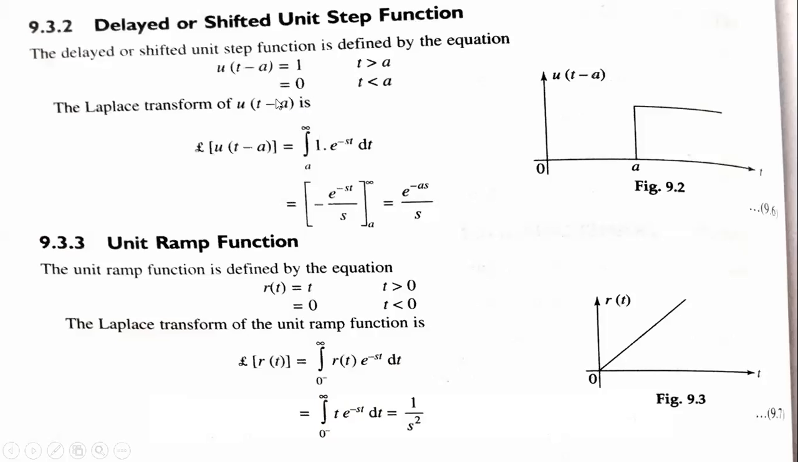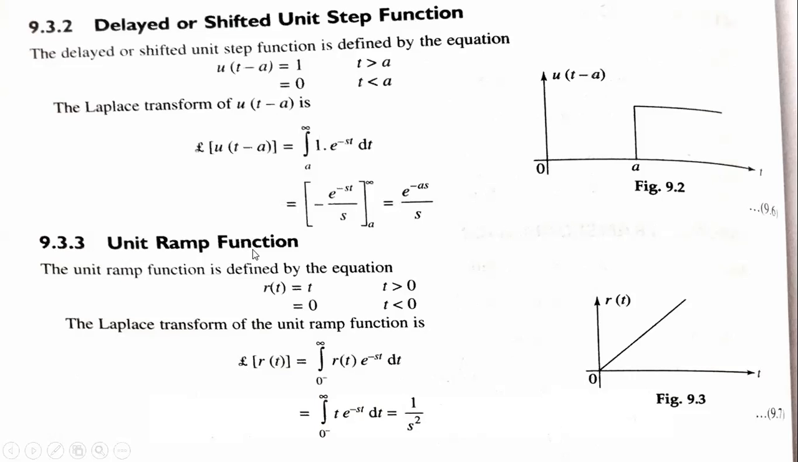And if you want to do the Laplace transformation of this delayed or shifted form, u of t minus a is possible. See here, in place of u of t, you just take u of t minus a and apply the limit. Instead of 0, we start from the point a because of the delay. So from a to infinity, again u of t minus a is substituted with 1, e raised to the power minus st dt. Again just apply the limit: minus, with e raised to the power minus st divided by s, applying the limit from a to infinity, and you substitute the infinite value.